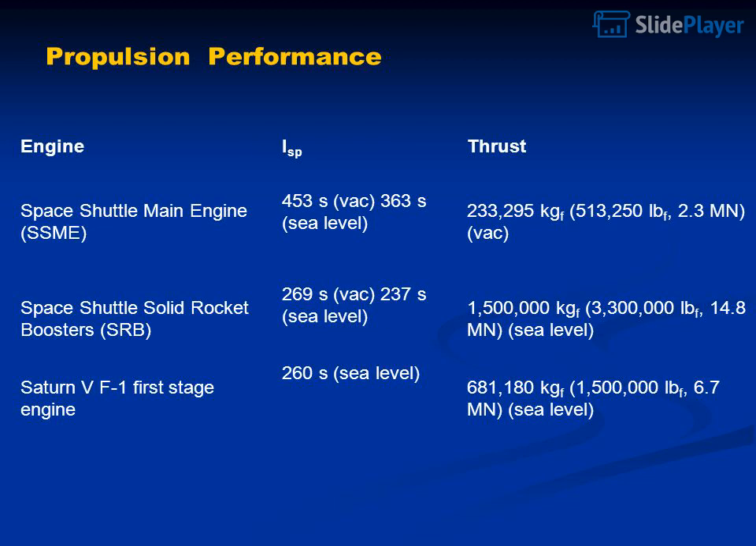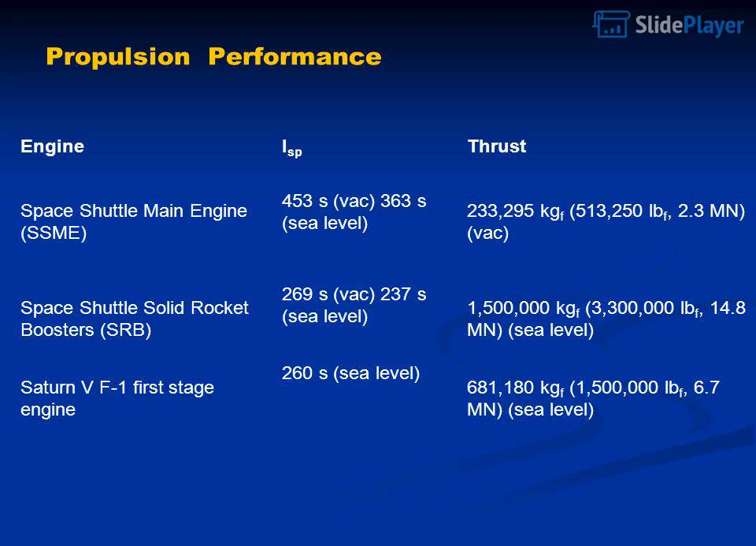Propulsion performance. Engine, ISP, thrust. Space Shuttle Main Engine, SSME: 453s, VAC, 363s, sea level. 233,295 kgf, 513,250 lbf, 2.3 meganewtons, VAC.